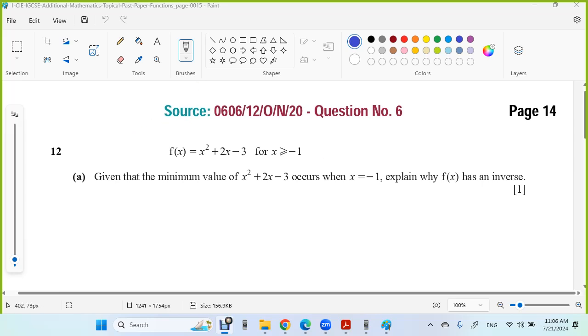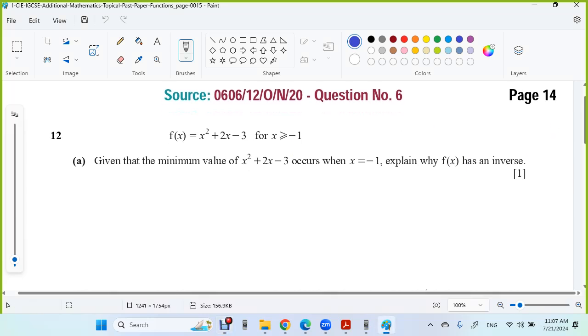Question number 12. f(x) equals x squared plus 2x minus 3 for x greater than or equal to -1. Given that the minimum value of this occurs when x equals -1, explain why f(x) has an inverse.